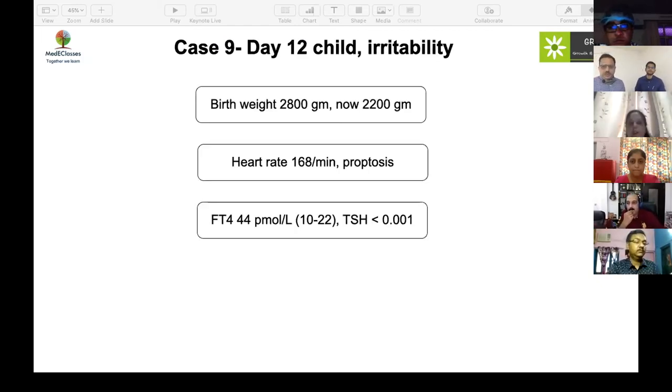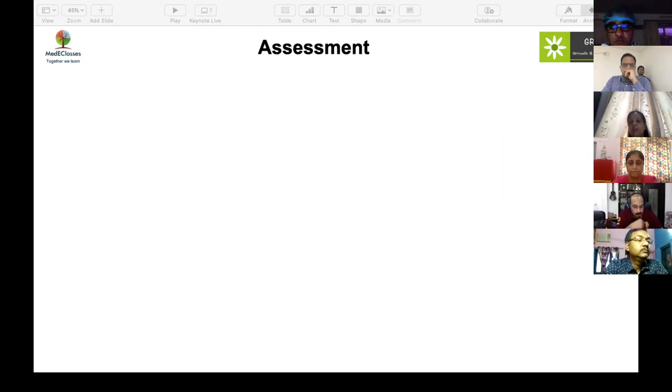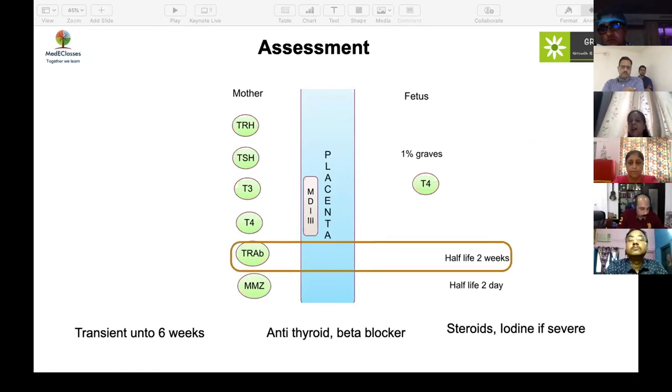This is very important. Here, we have seen that there is weight loss. The baby has tachycardia and proptosis. And when we see the thyroid function, free T4 is very high. So there is thyrotoxicosis. Though the mother had Graves and was treated 2 years ago, it is well known that the thyroid-binding antibodies can cross the placenta and can lead to Graves' disease in 1% of the children. So this is very important.